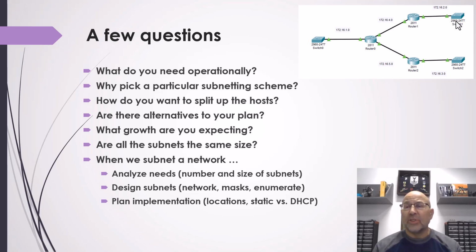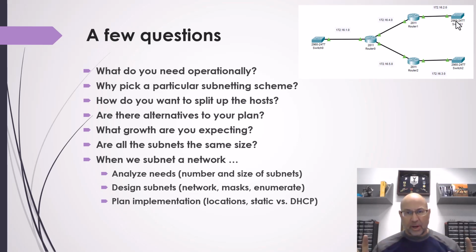Now that might work just fine, but we might decide, well, on a point-to-point link, like between routers, that's terribly inefficient. We might find out that some of our networks have a much larger number of hosts. And so it might be the right thing, but it might not. So when you subnet a network, what we're looking to figure out is what are our actual needs? How many subnets do we need? How big should they be?